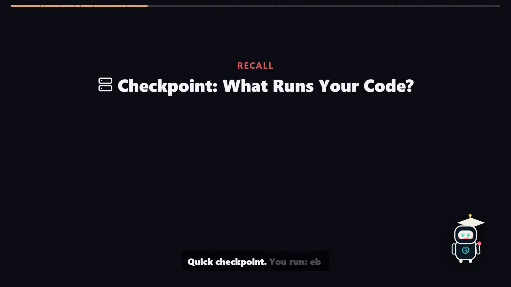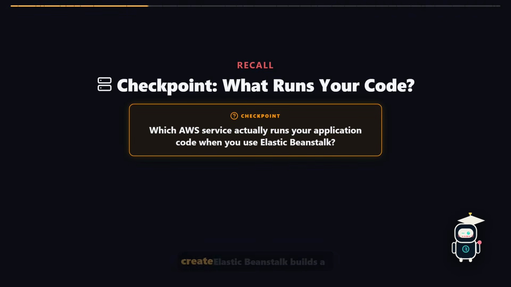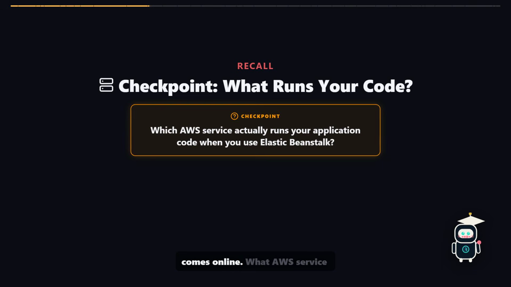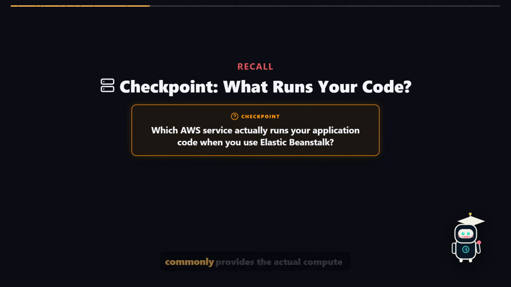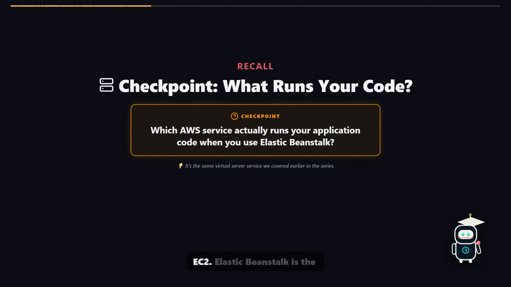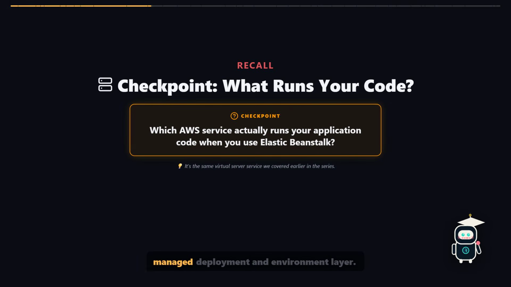Quick checkpoint. You run eb create. Elastic Beanstalk builds a standard web environment. Your application comes online. What AWS service commonly provides the actual compute to run that application code? Amazon EC2. Elastic Beanstalk is the managed deployment and environment layer.